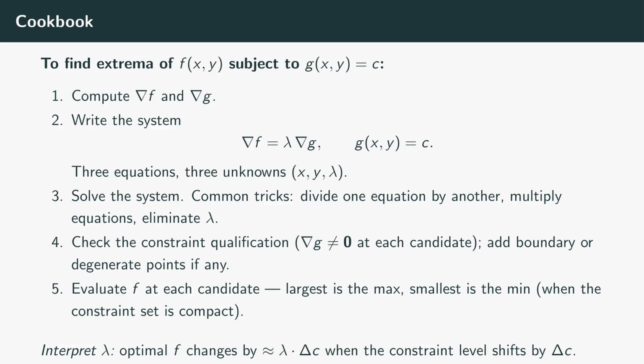Step 4, check the constraint qualification. The gradient of g should be non-zero at every candidate, and add any boundary points or degenerate points where the gradient of g vanishes, because Lagrange can miss those. Step 5, evaluate f at all candidate points and compare. The largest value is the constrained max. The smallest is the constrained min, at least when the constraint set is compact and the extreme value theorem guarantees both exist. And remember, lambda at the optimum is the marginal value of the constraint. If you change c by a small delta c, the optimal f changes by approximately lambda times delta c. 5 steps, a gradient parallelism condition, and a free sensitivity number.